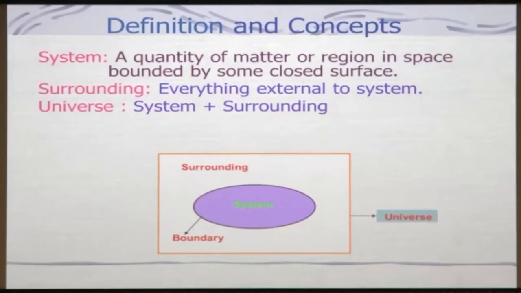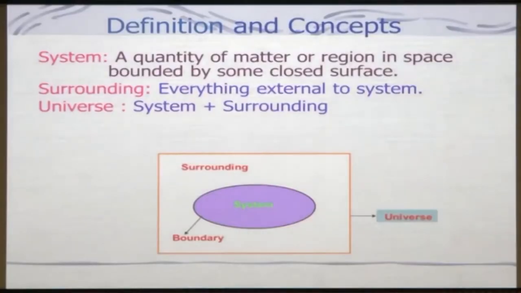So if I look at a system here, it has a boundary and the rest of the things will be the surrounding, and this total we call a universe. Let me take another example. I am having a cup of coffee here, and the temperature is higher, hot coffee, and it will be interacting with the surrounding. So what will be its surrounding?